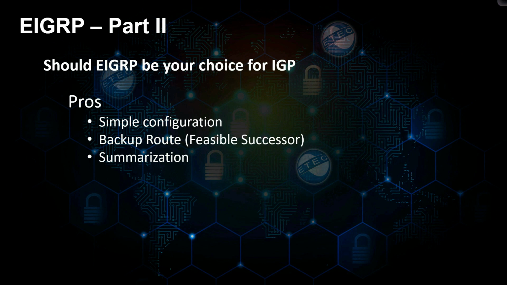And last on my list of the pros, unequal cost load balancing. In networking, load balancing is the capability of a router to distribute its load over multiple paths to a remote network. However, to load balance, those paths must have the same metrics. With the use of the variance command, EIGRP is the only routing protocol that can do load balancing on 4 paths by default and up to 6 unequal metric paths. More on the variance in the deep dive of EIGRP video segment.